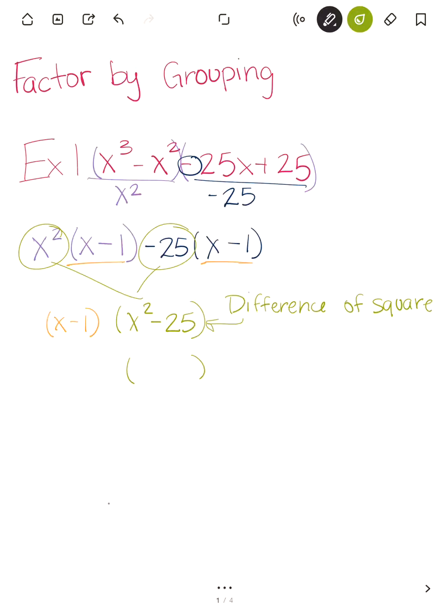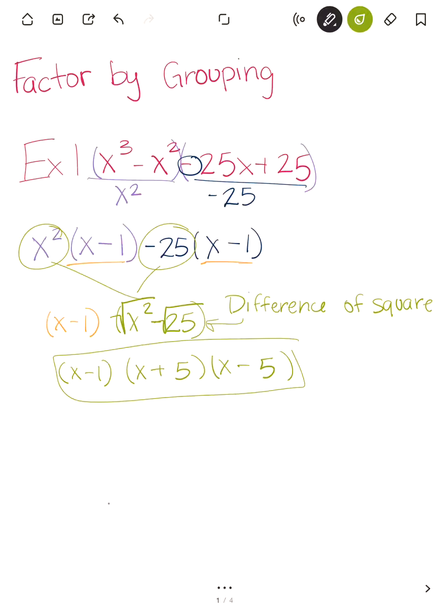In order to do that, I draw my 2 sets of parentheses. I take the square root of x squared, I get x and x. I take the square root of 25, I get 5 and 5. One plus, one minus, and then I bring down my other factor of x minus 1. So this is how you factor it.